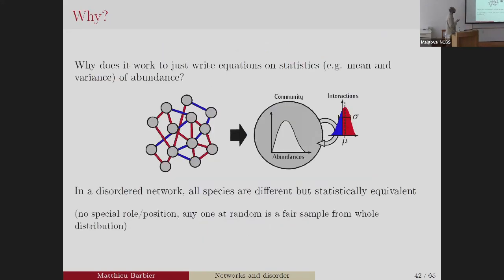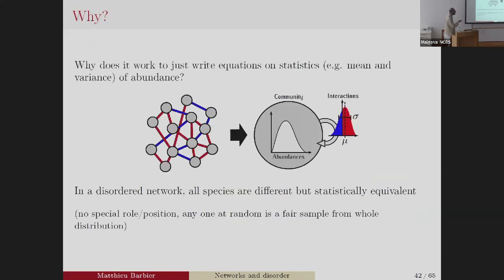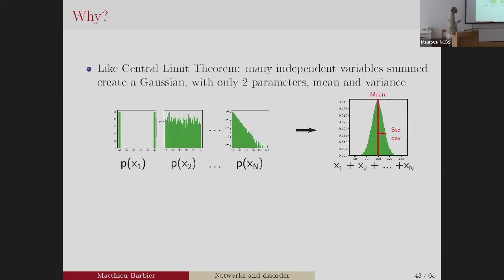So, why would it ever work to just say that any species is going to be like a randomly drawn abundance with this mean and this variance? It's saying that I can go from a network to just this kind of distribution where there is no special role, no special position. Any species at random is kind of seeing a fair sample of the whole community, right? There's no bias in how a species is seeing the rest of the community. So the game is definitely about the central limit theorem.